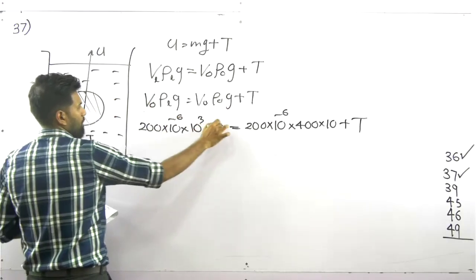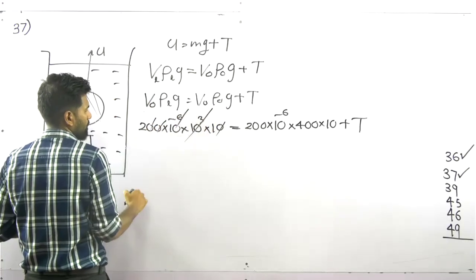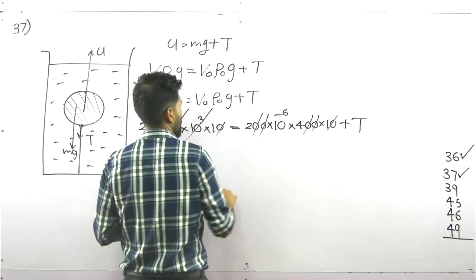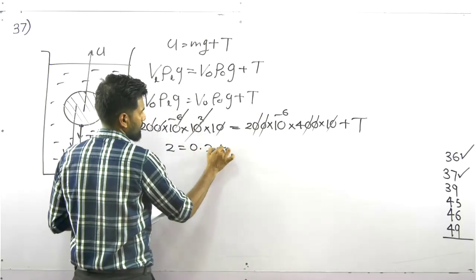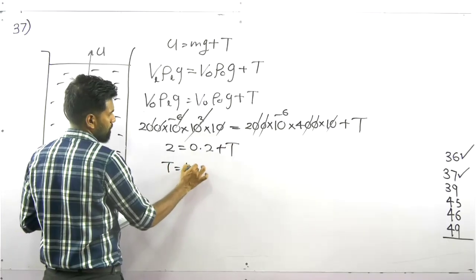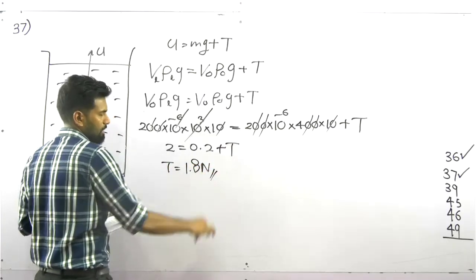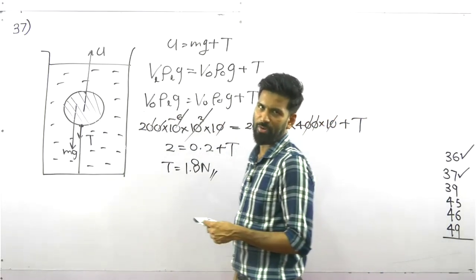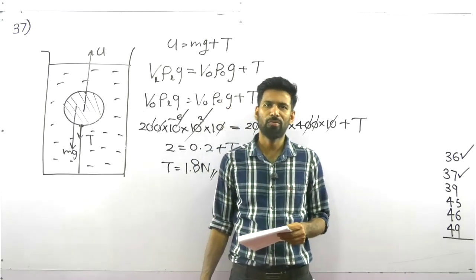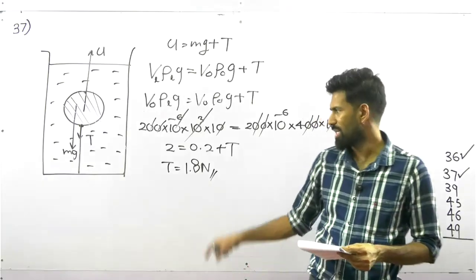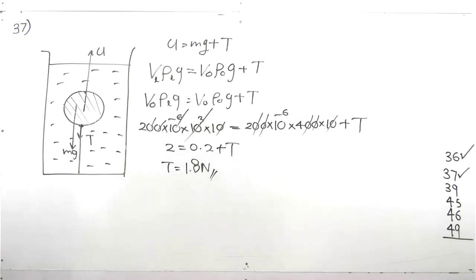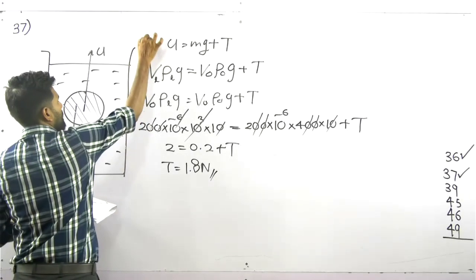What will happen? 2 is equal to 0.2 plus T. T is equal to 1.8 newtons. If this kind of object is needed to be kept inside the liquid without moving upward, the tension of the string that it should be tied to the bottom with is equal to 1.8 newtons. Then what else? The second question. The second part.